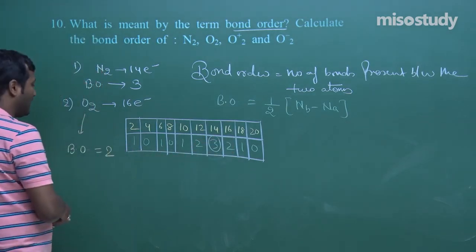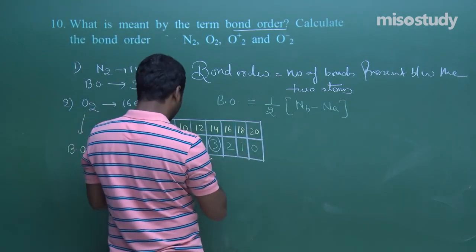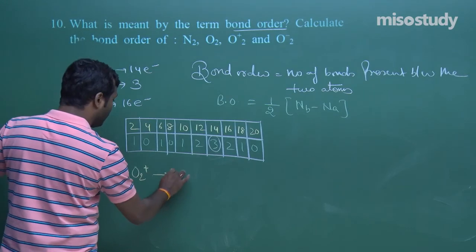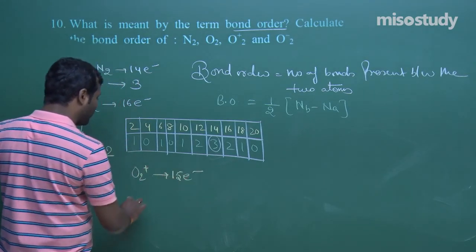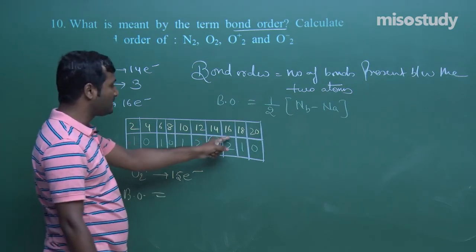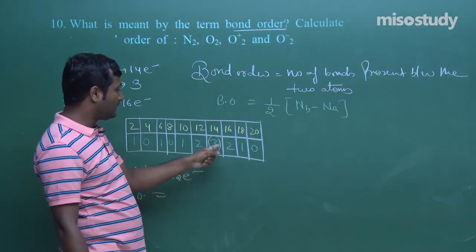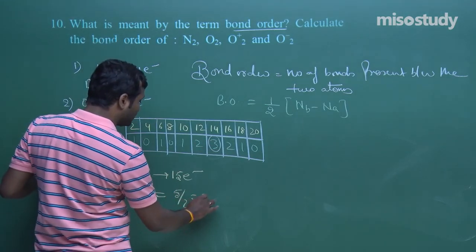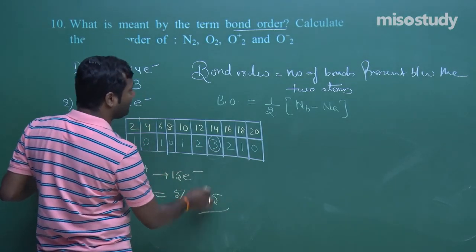Now if anyone asks you what is the bond order of O2 plus, in this case, as we know, O2 plus has 15 electrons. So what will be the bond order, my friend? 15 comes between 14 and 16. Clear to you? So the average, 3 plus 2, 5 by 2, that is the bond order is 2.5.